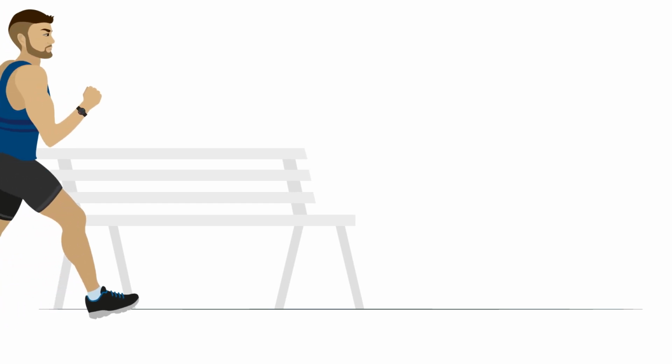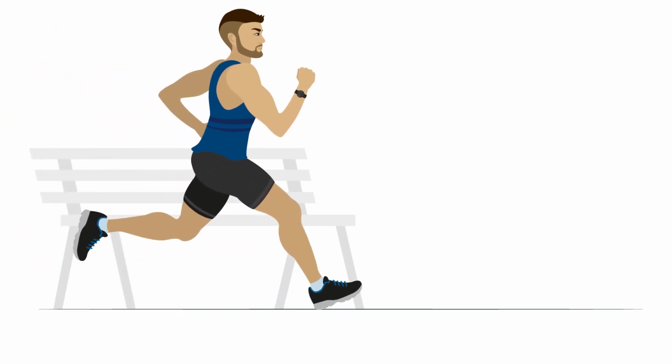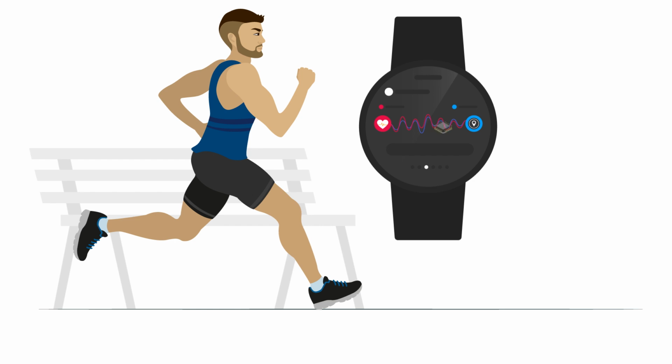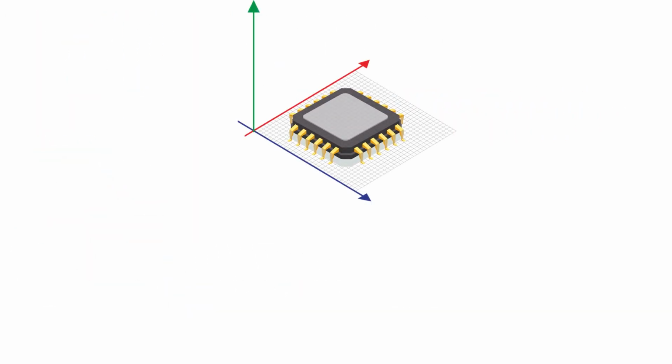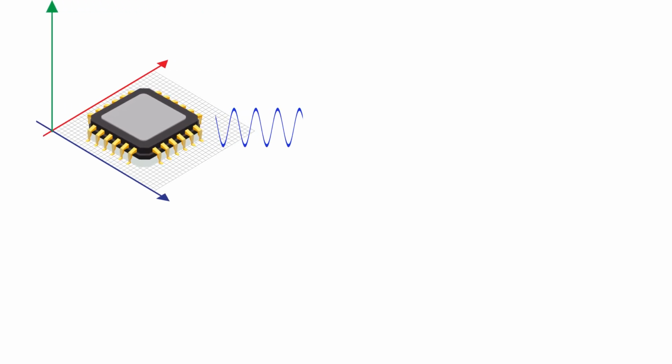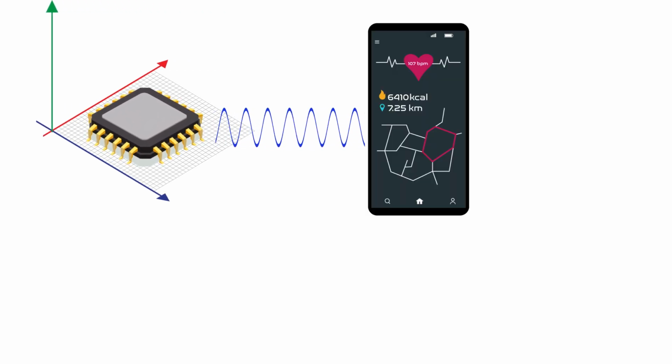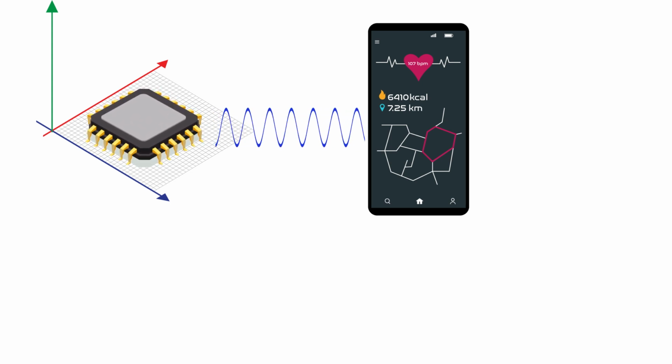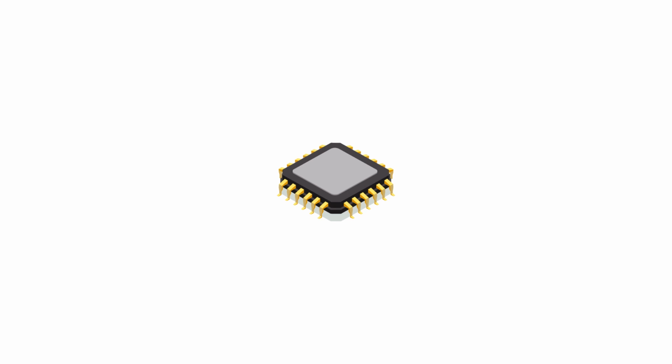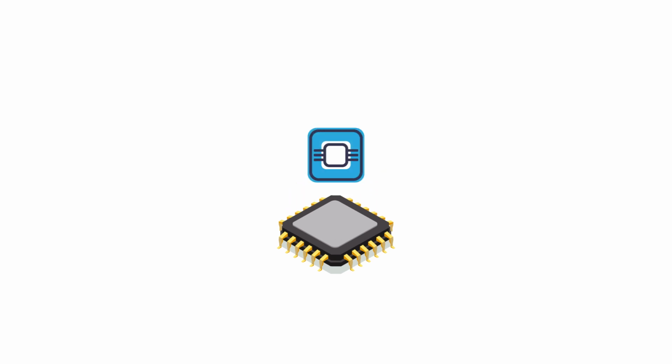Athletes use smart devices like smartwatches to track their performance. At the heart of these devices are accelerometers, tiny sensors that measure acceleration forces and turn physical movements into digital data, providing insights into speed, acceleration, and detailed movement patterns. These accelerometers are typically MEMS-based sensors.